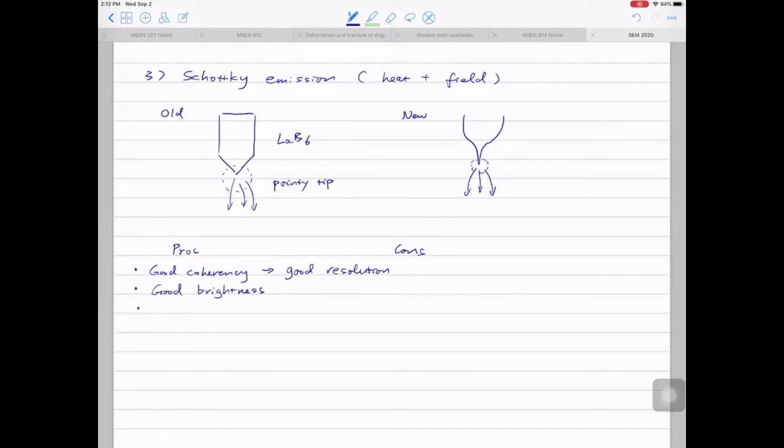And if we use the new one, it never turns off. For the old one, for LaB6, you still turn that off when you're not using it. But for the new design, the new FEG guns, the ones we use nowadays, we never turn these off. There are a few cons as well. The first is it requires good vacuum.